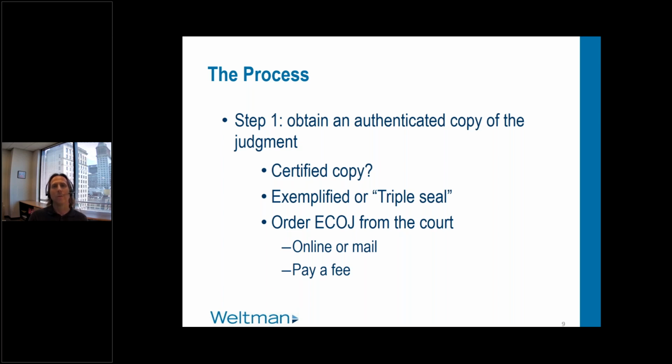So if you request that from the court, they'll know what it is. We shorten it here to ECOJ, which is just exemplified copy of judgment. That's kind of our lingo here, but that's what you would order from the court. And you would do that in one of 2 ways. You would either order it online.